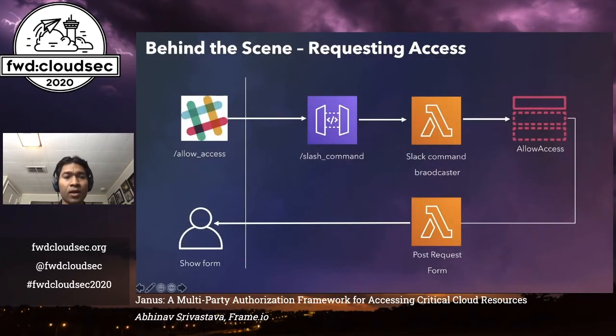Behind the scene, when the user runs the allow access command, the HTTP request goes to API Gateway, and the associated Lambda function gets invoked. The Lambda function performs authentication and authorization checks, parses the command argument, and creates an SNS topic called allow access, which is picked up by another Lambda function, which is listening for that topic. On receiving the message, the Lambda function sends the user a web form on Slack that we saw in the previous slide. And the user is going to fill out that form in order to complete the request process.